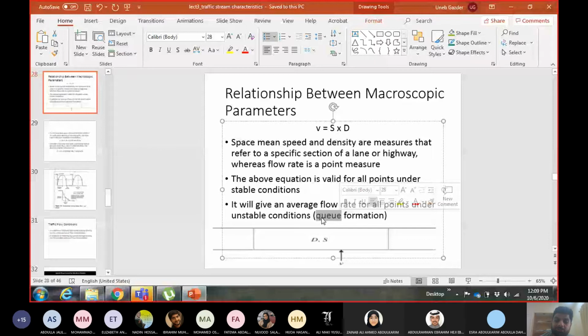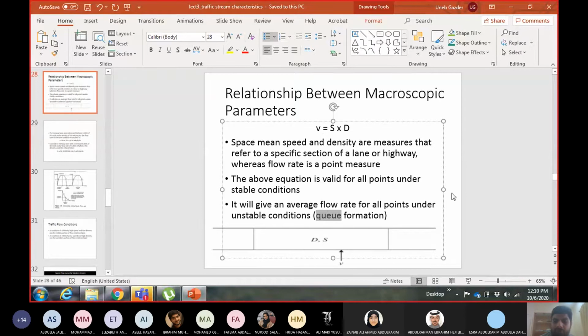So if you have congestion, traffic jam conditions, then flow even within the uniform section does not remain constant. In a traffic jam condition, in queue formation, in unstable conditions, the flow is different at all the points. Okay, so you can still apply this equation to unstable conditions, but in that case the V which you will get will be an average value for all the points. So all the points will not have the exact same value of flow rate, but they will have a value which is close to it.